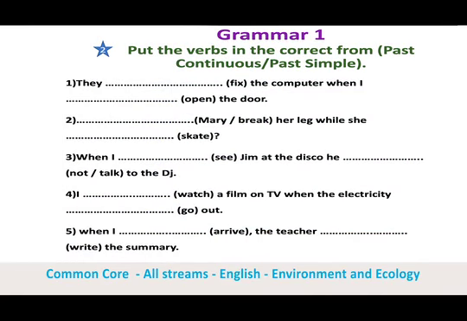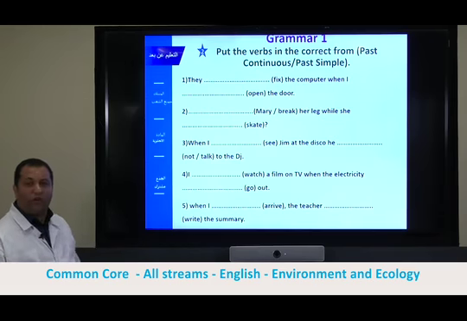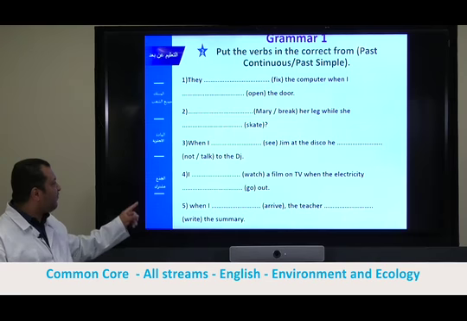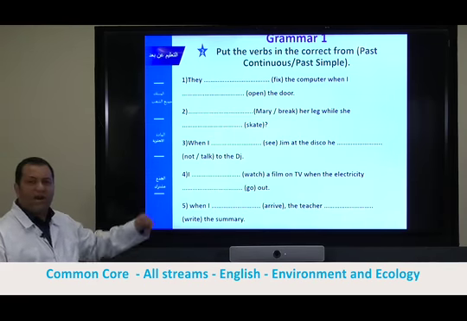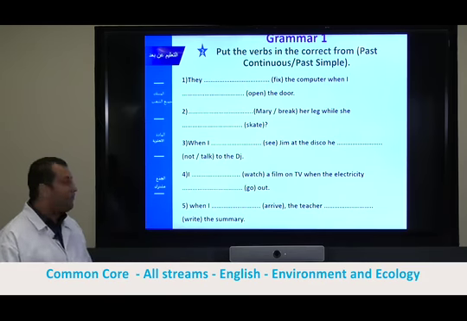Number 1, they blank fix the computer when I open the door. 2, Mary break her leg while she skate. 3, when I see Jim at the disco, he talk to the DJ. Number 4, watch a film on TV when the electricity go out. Number 5, when I arrive, the teacher write the summary.